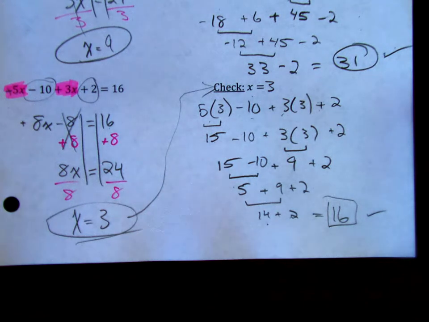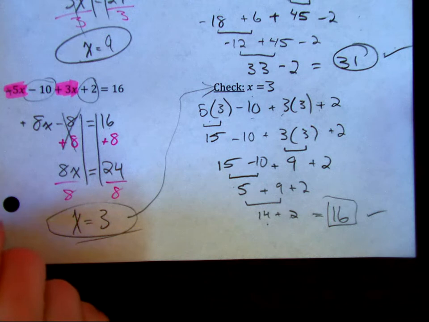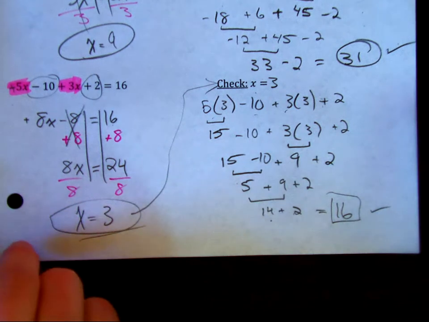Any questions about that? Make sure you're using your order of operations when you do your check. You can use your substitution on Desmos, whatever may work. At any point in time, you can pause the video, play back, rewind, slow mo, instant replay, all that good stuff.